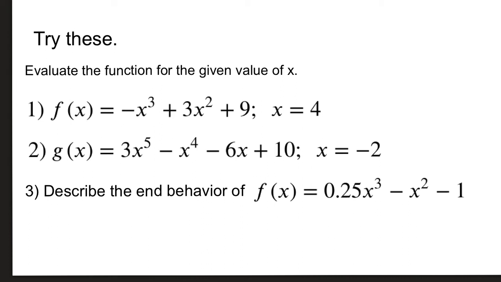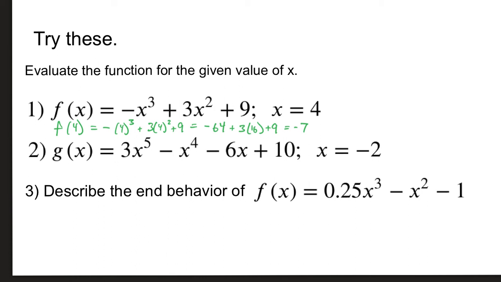So for number 1, all we're going to do is plug the number 4 in for x. So that gives me negative 4 to the third power plus 3 times 4 squared plus 9. Let's see here. 4 to the third power would be 64, so we put that negative in front of it. Plus, 3 times 4 squared is 16, plus 9. And when I do all that math together, I end up with the value of negative 7.